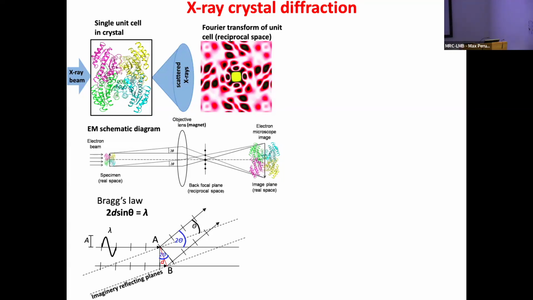And you can call this diffraction. To help you visualize it with some geometry, imagine there was an imaginary plane, okay? That's where your beam gets reflected by this imaginary plane. So every plane spaced by d will give you constructive interference, so it will amplify your signal.